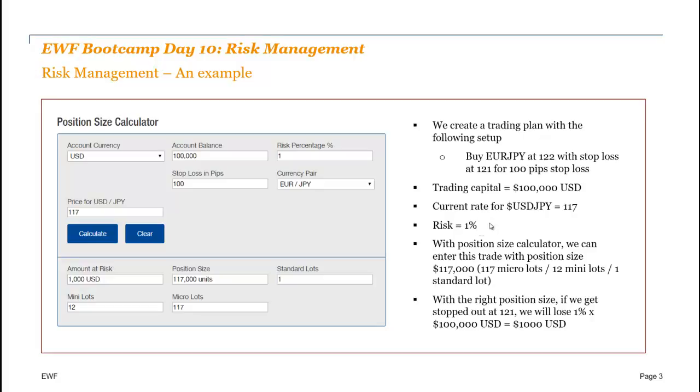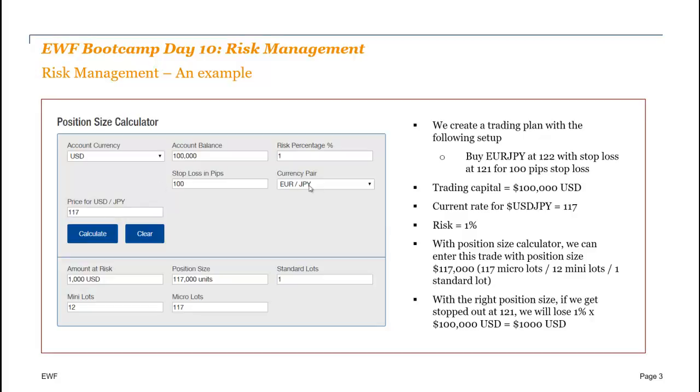So this information is something that we need to find out beforehand, and then once you know this information, you input that information. So you can select the account currency. Let's say your trading capital is a US dollar account, and let's say it's 100,000 US dollars, and you are willing to risk 1%. Then you select the pair you want to trade, and you input the number of the stop loss in pips, and then you also input the current rate for the US dollar yen.